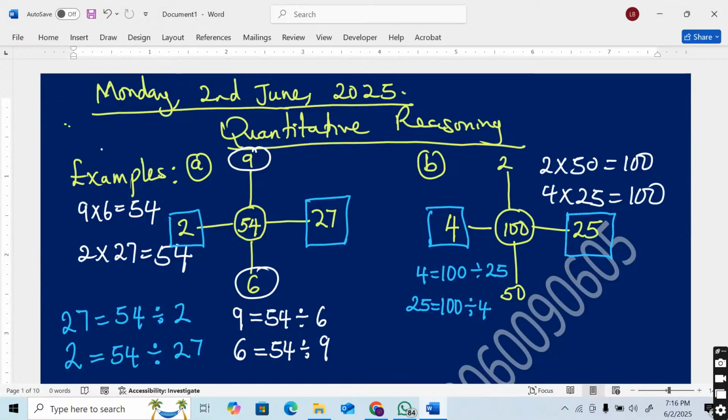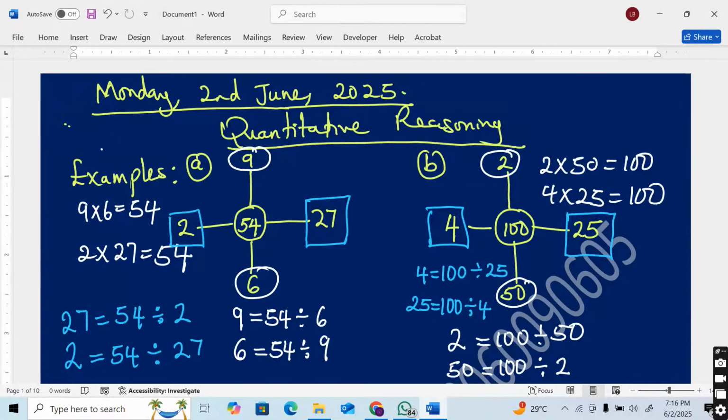Some of you wrote minus. It is not minus, it is division. Same thing goes for sample B. How do we get 2 and how do we get 50? So to get 2, that is 100 divided by 50. And to get 50, that is 100 divided by 2.